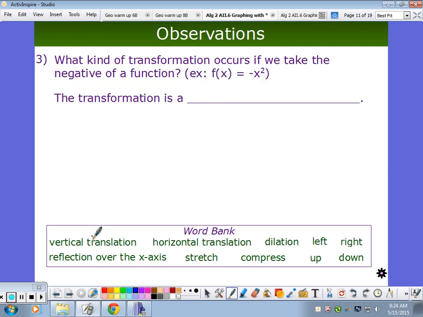And then almost finally, what kind of transformation occurs if you put a negative up front? If you negate it, what happens? I got my word bank here. What kind of transformation do you think we get, Alex?